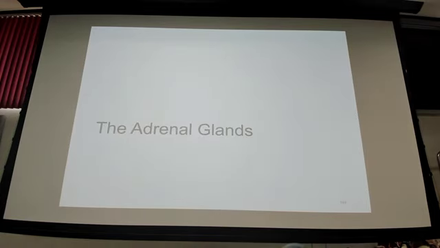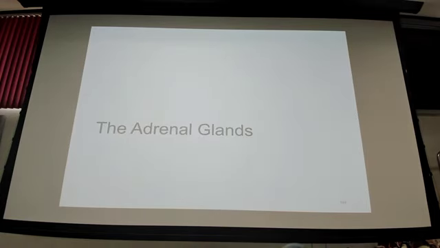The adrenal glands. Adrenal, little hats that sit on top of the kidneys. You may also see them called the suprarenal glands. They're the same thing. Suprarenal, adrenal, on top of the kidneys. Located where the kidneys are, superior to them. Okay?